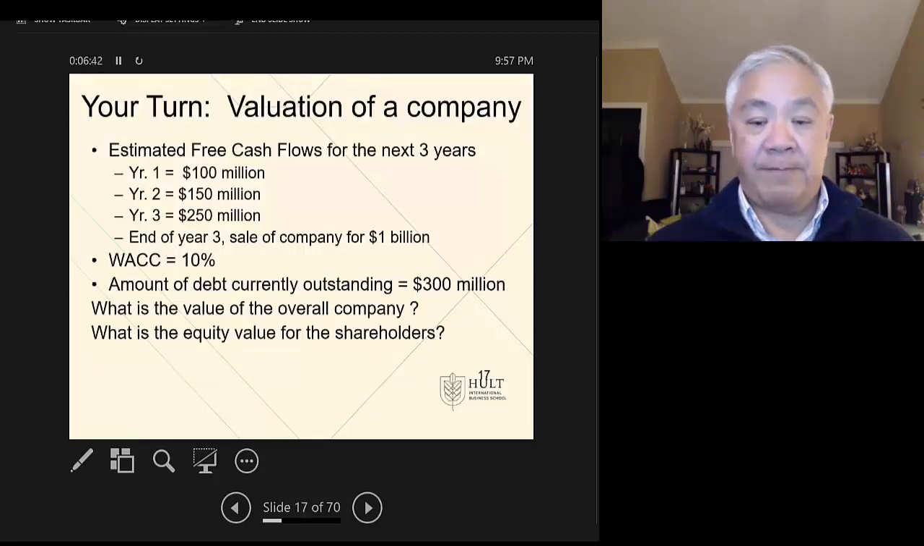So let's try to do a valuation. So we have cash flows of $100 million, 150, and 250. And at the end of year 3, we sell the company for $1 billion. WACC is 10%. The debt is $300 million. What's the value of the company? And what's the equity value to shareholders?